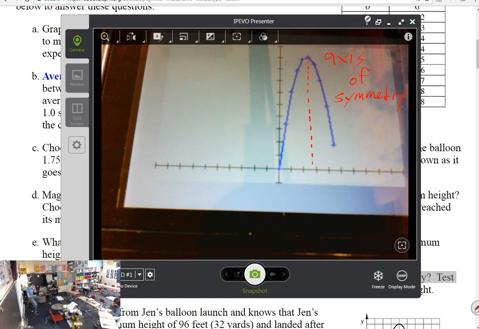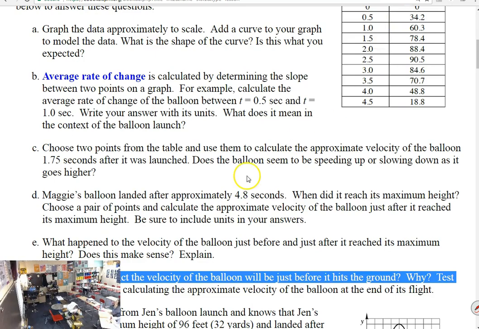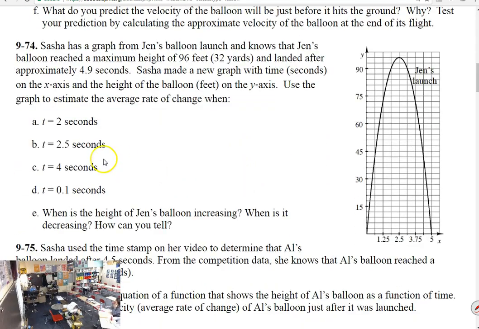Axis of symmetry. So we can anticipate that the behavior right here, right before it hits the ground, is the same as the behavior right here. We know the velocity will be the same, just going the other direction, right, down instead of up. So, using that information, you should be able to get through all those things. I think you guys could answer those questions about average rate of change just based on any given points.